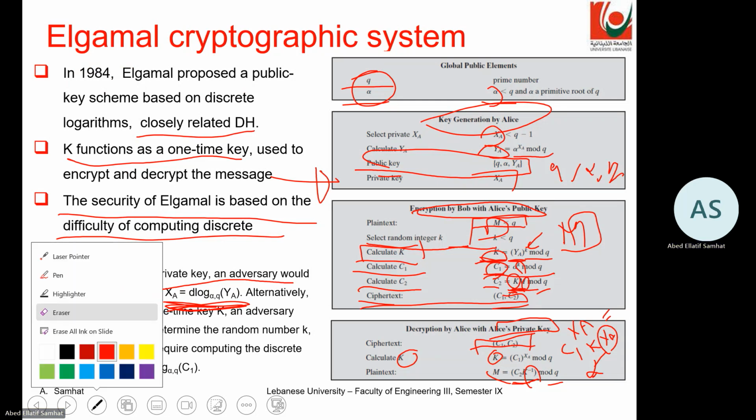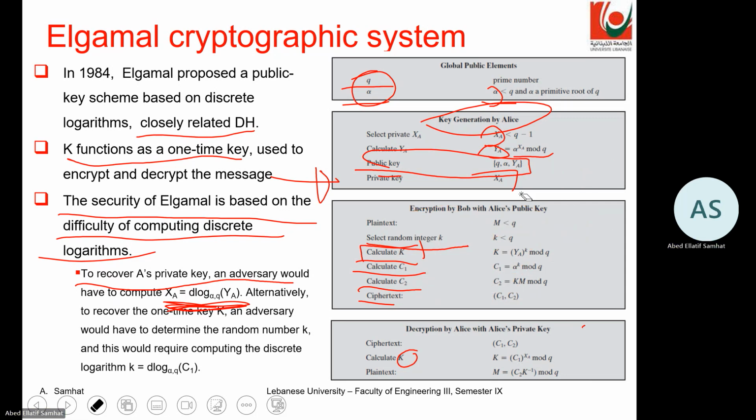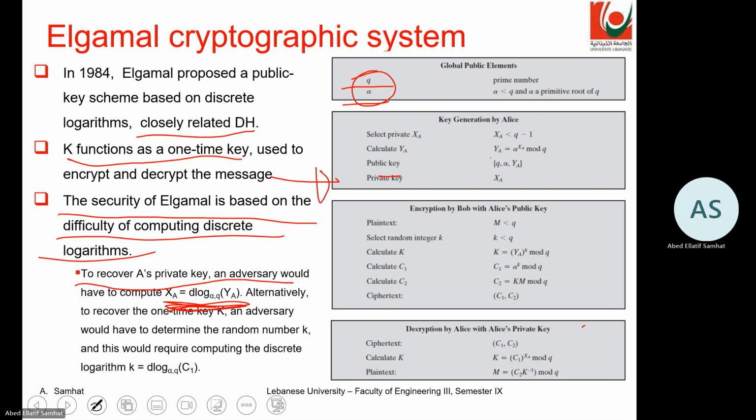proof. So C2 is equal to K M. So in this case, C2 is K M, or we can put it M K if you want, M K, K minus 1. So K minus 1, and we obtain M, okay?